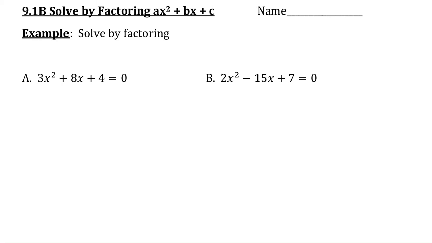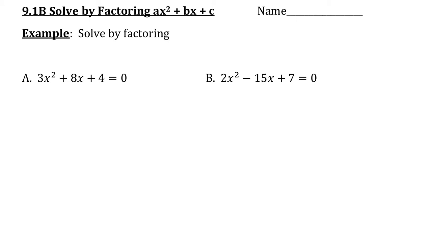Okay, in 9.1b, we're going to solve by factoring again, but this time the leading coefficient will not be 1, so it's going to be ax squared plus bx plus c, which we factored before using the box method and by grouping. You are welcome to use whichever method you prefer, but we are going to actually solve it, because normally we just stop.